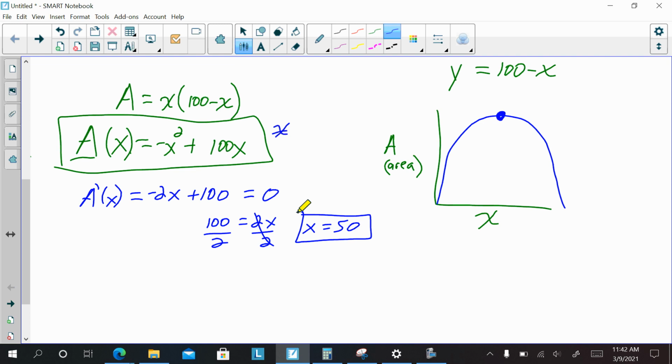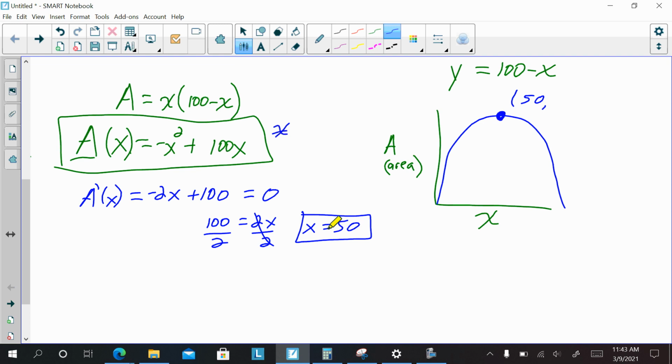Now that doesn't guarantee that when x equals 50 that we have a maximum. It could be that that's a minimum. Knowing that we have a parabola that's upside down, we do know that that is going to be where the maximum occurs. But suppose we overlook the fact of what the shape is and we didn't have a graph. How could we make sure that when x is 50, that's a maximum and not a minimum?